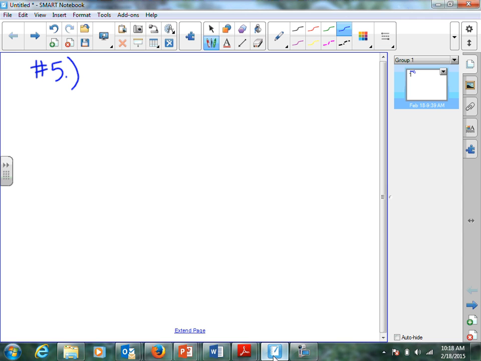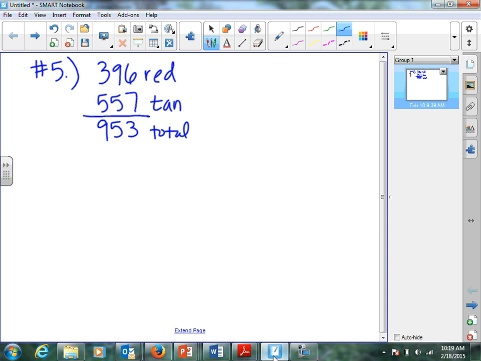It says a rather large population of biology instructors have 396 red-sided individuals. Okay, so I'll put that in there. 557 tan individuals. And anytime they give us numbers like this, I always like to total them. So I have 953 total, just because usually that's something that comes in handy. Okay, we're assuming that red is totally recessive.